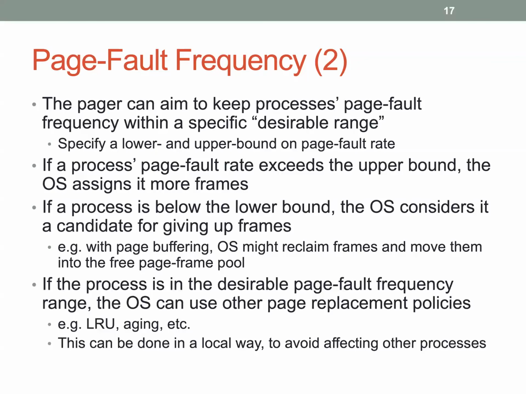And of course, if it's in that sweet spot, between the lower and upper bound, then the OS can do other things. It can basically leave the frame allocation alone and do other things like use LRU, use the eviction mechanism to identify possible candidates for eviction. Like, this page hasn't been accessed at all for a long time. Let's make it a candidate for eviction.